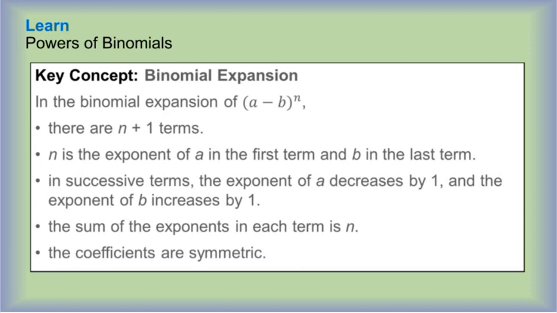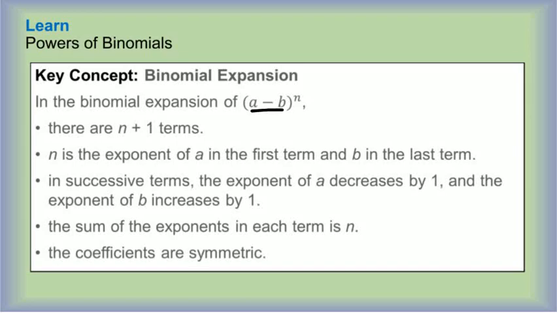So in binomial expansion of a minus b to the nth power, there are n plus 1 terms. We're going to be looking at Pascal's triangle, and I'll show you that in a little while. But there are n plus 1 terms. N is the exponent of a in the first term, and of b in the last term. So really, you're raising both terms inside here to the nth power.